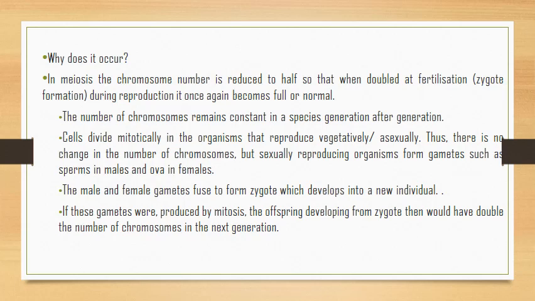Cells divide mitotically in organisms that reproduce vegetatively or asexually. Thus, there is no change in the number of chromosomes. But sexually reproducing organisms form gametes such as sperms in males and ova in females. The male and female gametes fuse to form a zygote, which develops into a new individual. If these gametes were produced by mitosis, the offspring developing from the zygote would have double the number of chromosomes in the next generation.